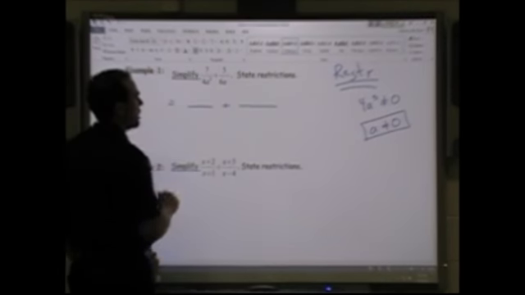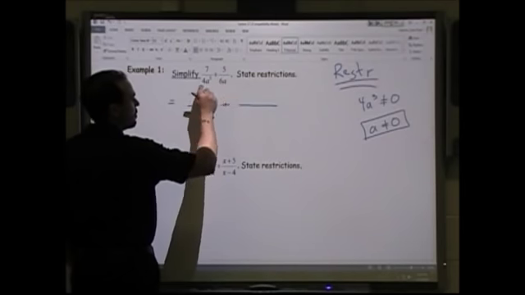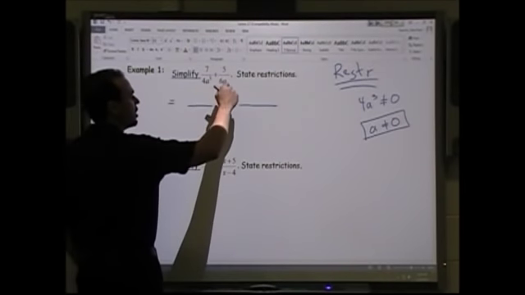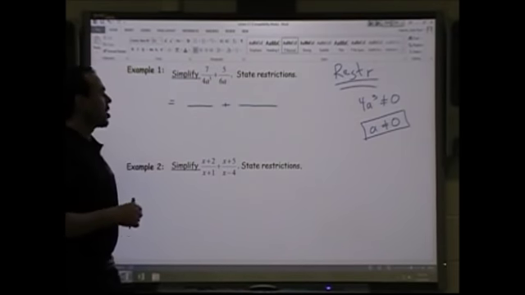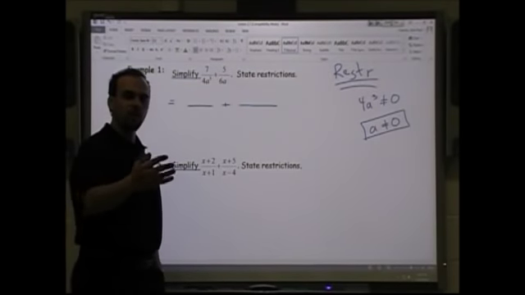So coming up with a common denominator, I have to ask myself, what's a common denominator between 4a cubed and 6a? Well, between the 4 and the 6, there's a common denominator. Now, some of you may say 24.